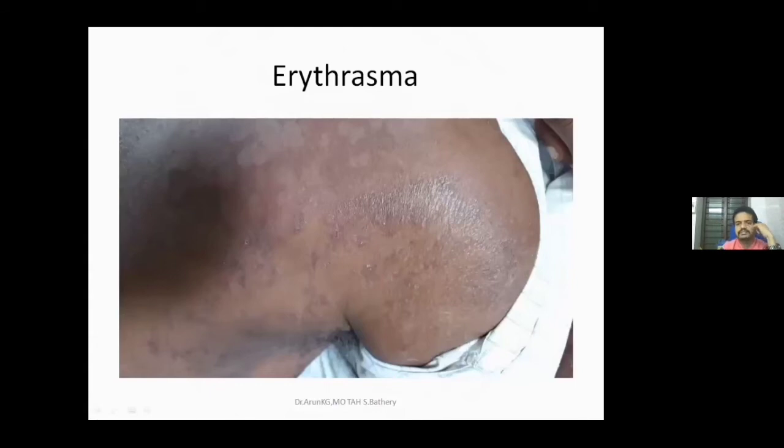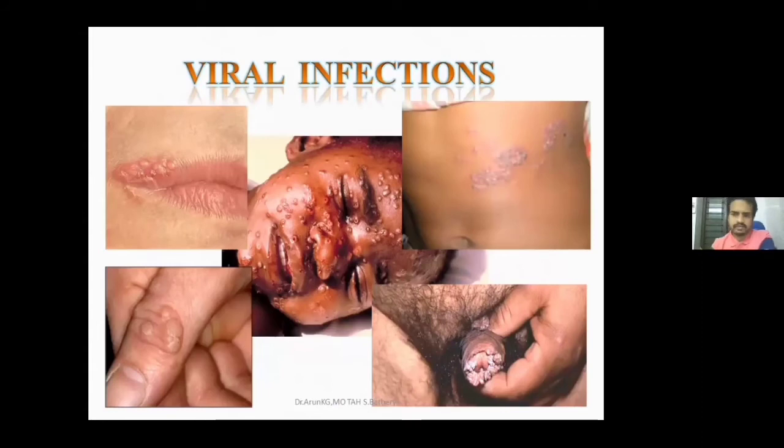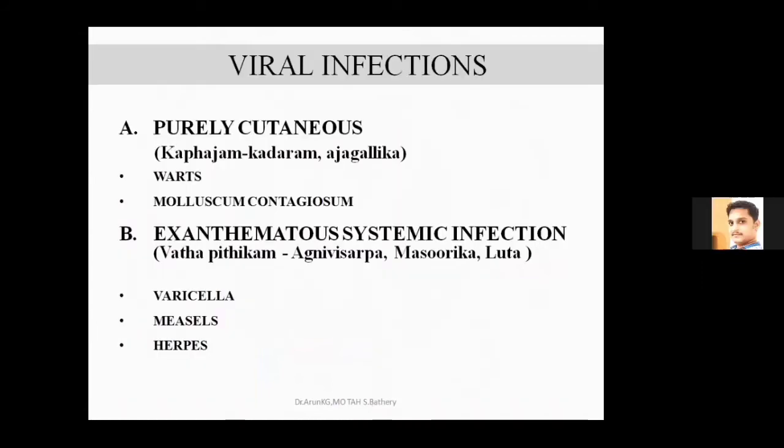Now we can consider viral infections. Viral infections that appear in our general practice include purely cutaneous, localized lesions, and some exanthematous systemic infection coming along with fever. Purely cutaneous include warts and molluscum contagiosum, that can be considered under Kathara, Majagili, etc. Exanthematous we all know, it's Vata-Pitta predominant. It can be considered under Visarpa, Masurika, Luta, etc.